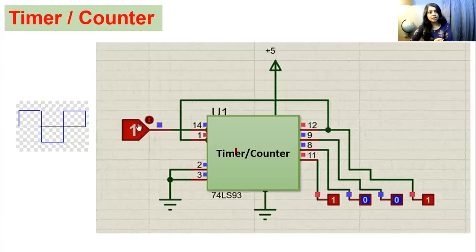Now you can see here a timer or counter, and this is a clock waveform. When we send a clock to the timer or counter, after it receives every clock cycle, its count will increment by 1. When we send the next one, it will increment by 1 again, and so on. So what is the function of a timer or counter? To increase the count after it receives every clock pulse.